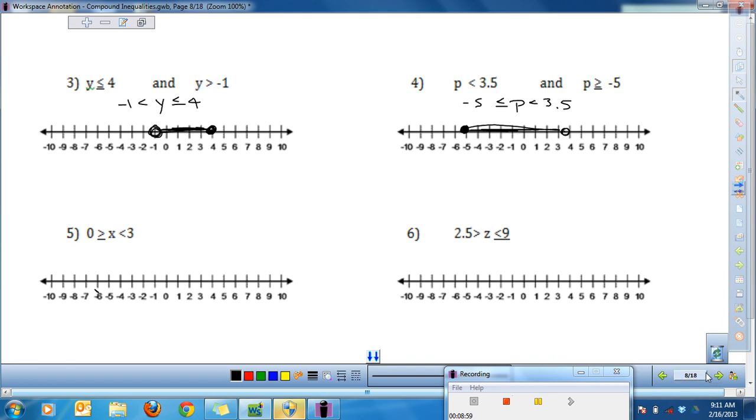Alright, here are the solutions to the practice problems. I want to do these ones with you because they're a little bit tricky. So we had x is less than or equal to 0 and x is less than 3. So we should have put a closed dot on the 0.